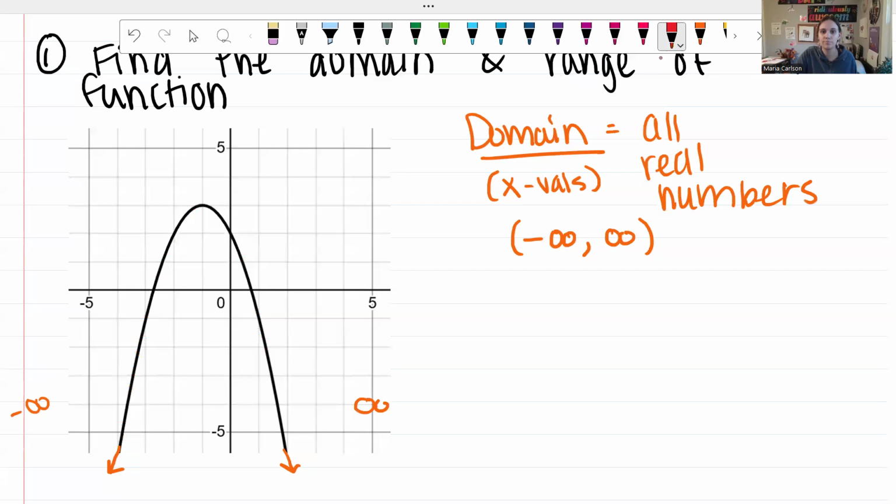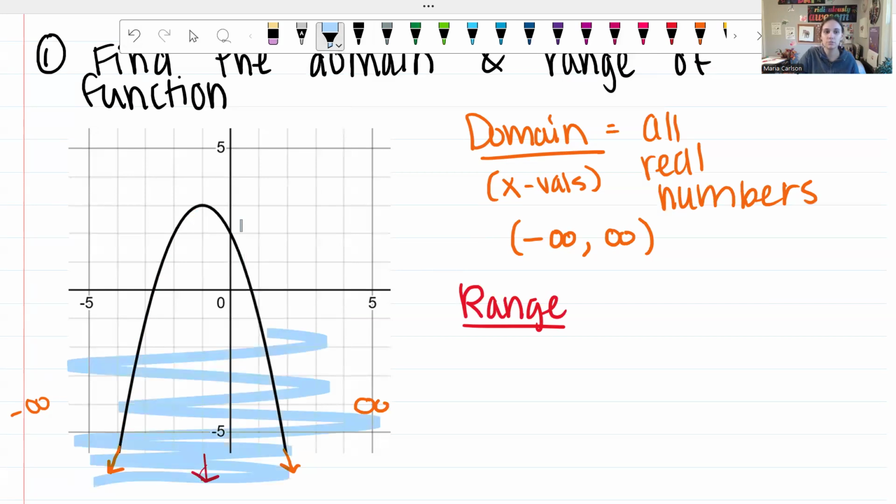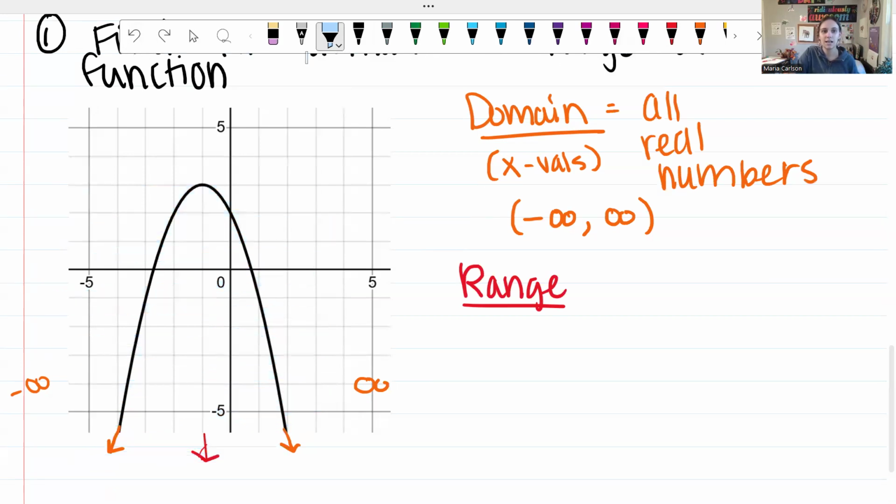Now the range is a little bit different. If I start at the bottom of my graph, there really is no set bottom because it goes down forever. But I do have a clear stopping point, right? Our range is all of the negative values up until we hit this height right here. So this height is 3, right? That is the tallest point on our vertex or on our parabola in general.